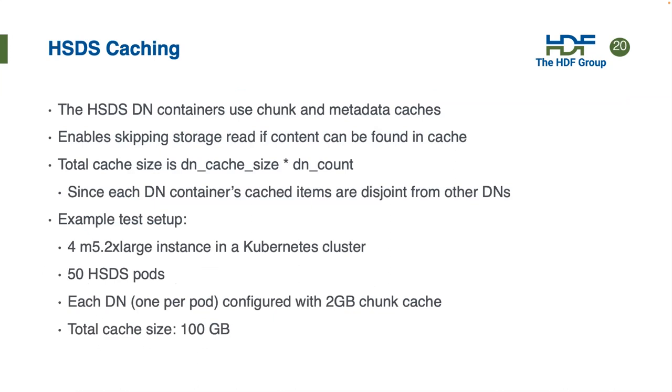One more thing is HSDS caching. VM containers have a chunk cache. Alexander mentioned how the default chunk cache in the library is 1 megabyte. In HSDS, it's configurable, and you can set it up to be multi-gigabytes. Furthermore, that cache is shared by all applications. So I set this up with a 4-system cluster, 50 HSDS pods, and each VM container had a 2 gigabyte chunk cache, which gave us a chunk cache of 100 gigabytes.